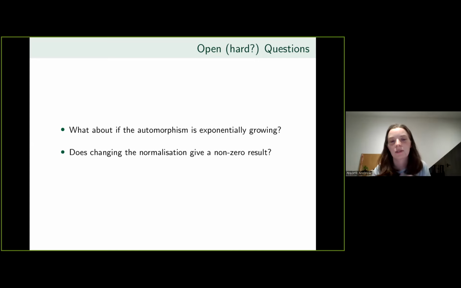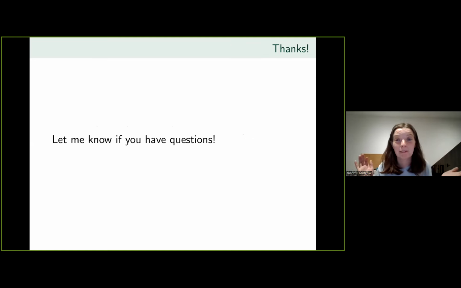Or a different question, sticking with a polynomial automorphism: if you change the normalization, so rather than taking logs and just dividing by the index, you took the size of the torsion part but divided by a polynomial of an appropriate degree, say, can you get a non-zero result out that way? Maybe, who knows? And that's the end.